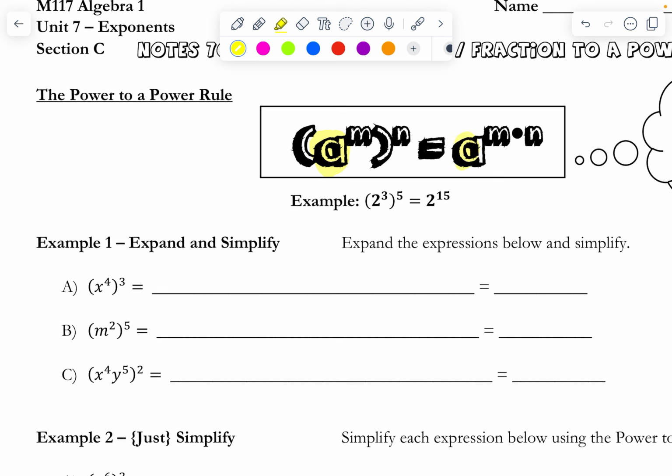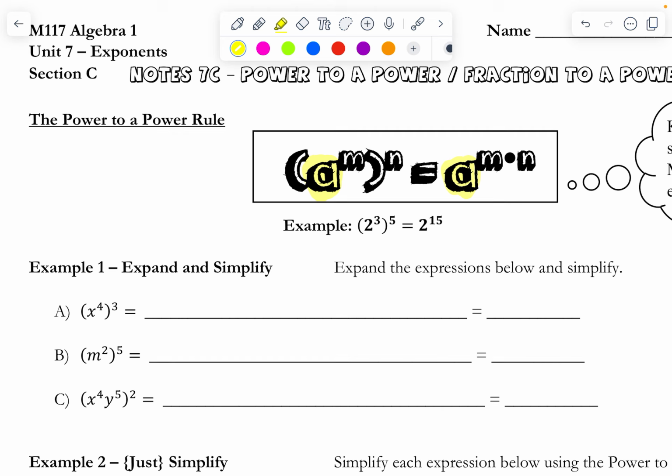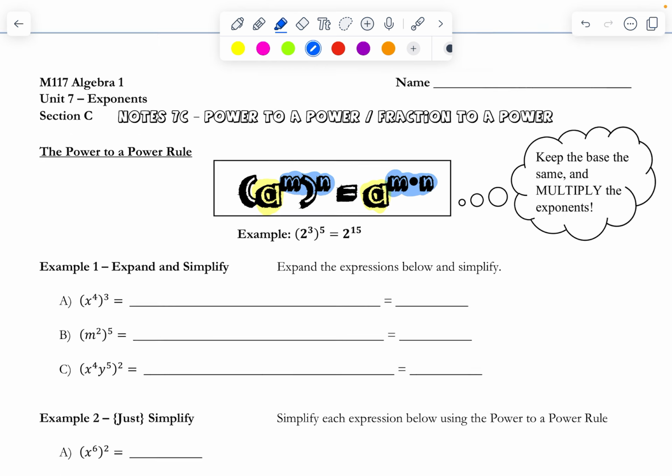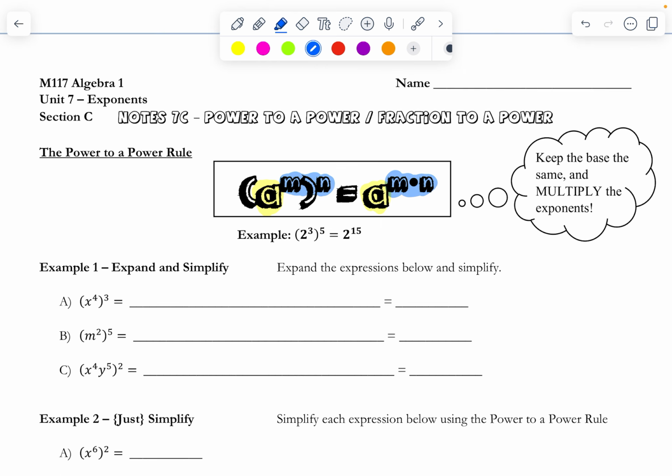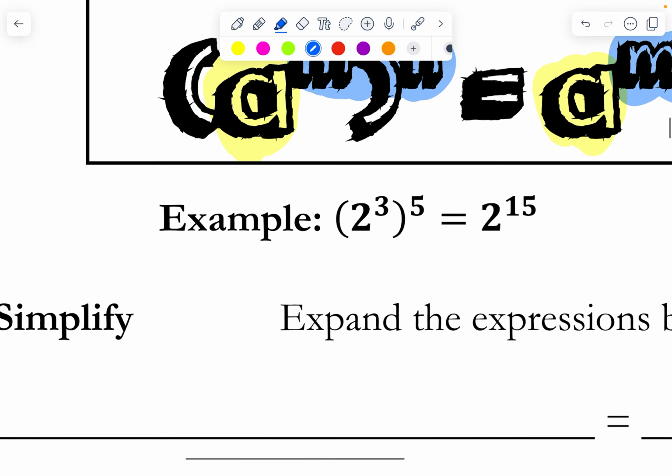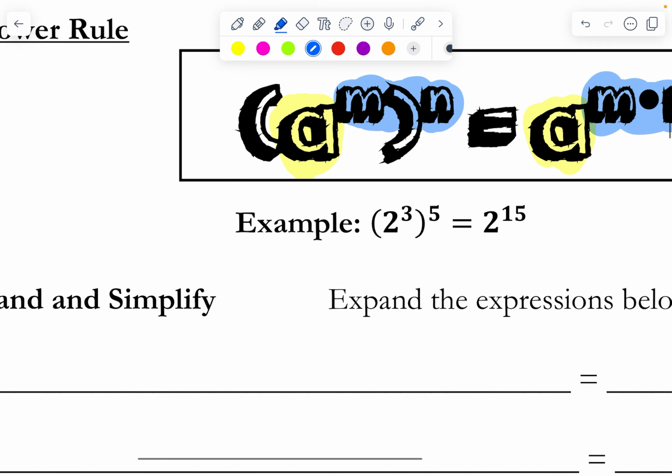In this case, when we have a base to a power to a power, we have an exponent m to the power of n, another exponent. What we do is, instead of adding like before, we multiply, m times n. You'll have that quote right there: keep the bases the same and multiply the exponents. So in this case, we have 2 to the power of 3 to the power of 5. This is just 3 times 5, which gives us 15.